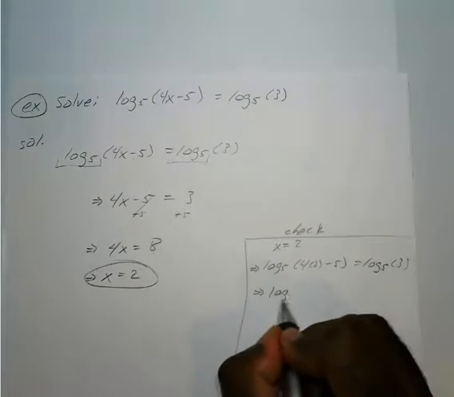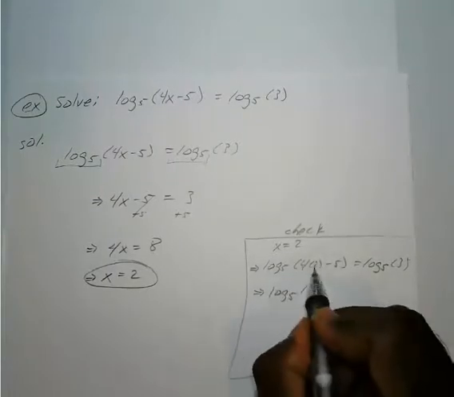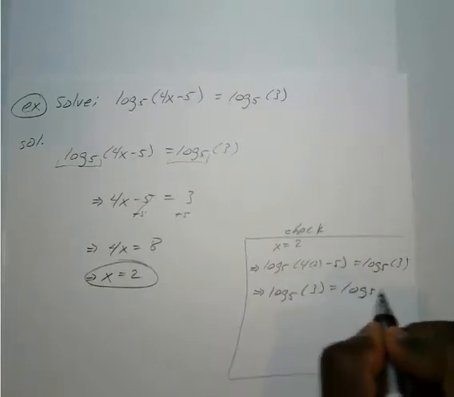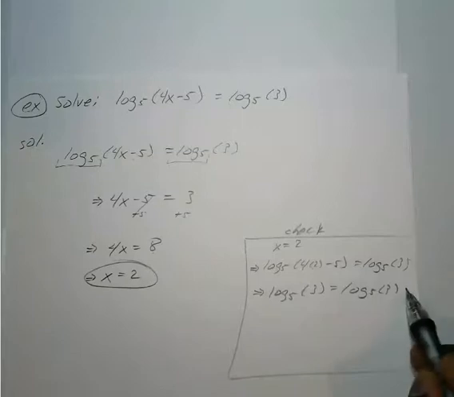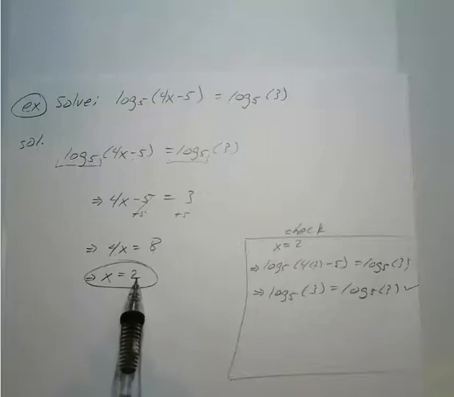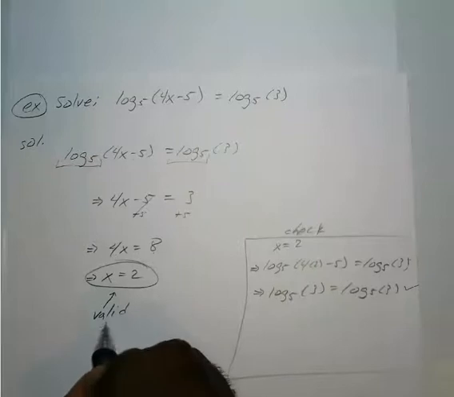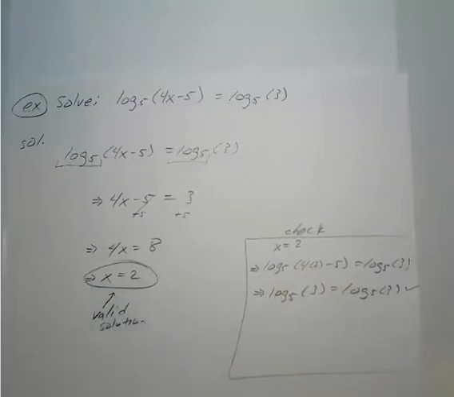Okay, so you have log base 5. 4 times 2 is 8. 8 minus 5 is 3. So equals log base 5 of 3. So you're good. Okay, so this solution is valid. All right. Okay, so if you're still writing, feel free to press pause. We're going to go ahead and go to our next example.